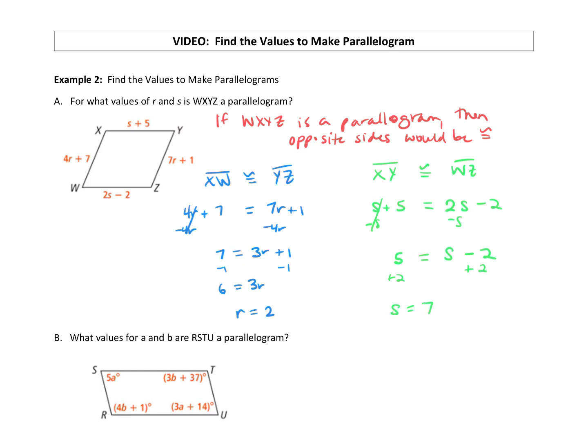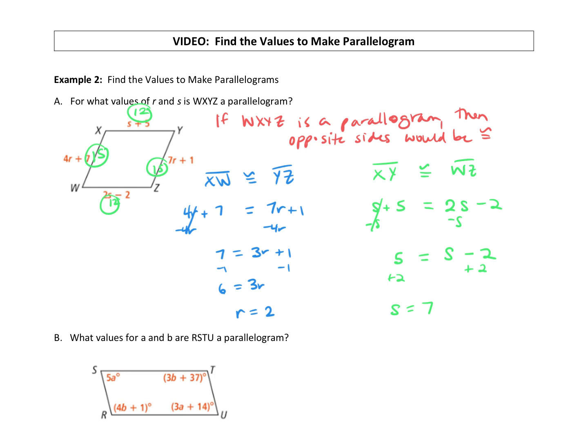So let's take a look at our picture and see what we would get if we were to plug those values back in. If R is a 2, right here, 4 times 2 is 8. 8 plus 7 gives you 15. If R was a 2, 7 times 2 is 14, plus 1 is 15. So see how we're getting those opposite sides the same length. Well, if S is a 7, up here, 7 plus 5 is 12. And then 2 times 7 is 14, minus 2 gives us 12. So you can see that when R is 2 and S is 7, that does give us opposite sides congruent.